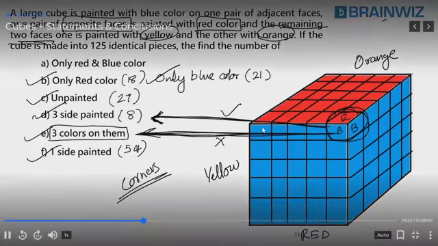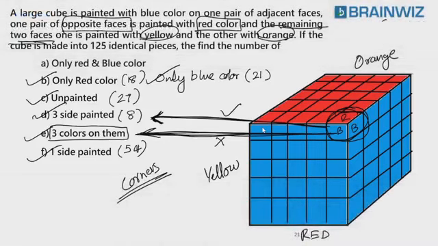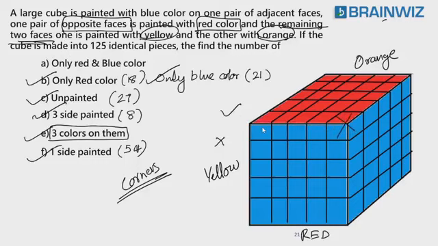So, understood the basic difference, everybody? Three-side painted means three-side paint. Which paint? I don't mind. This is three-side paint. Yes, paint. But three colors? No, this is rejected. Okay, everybody.